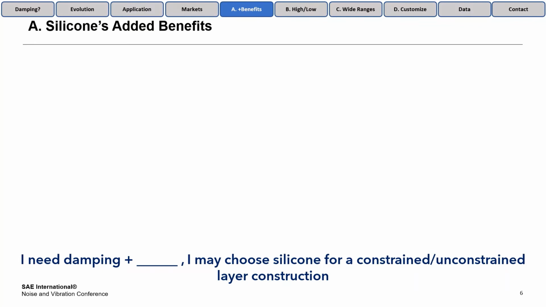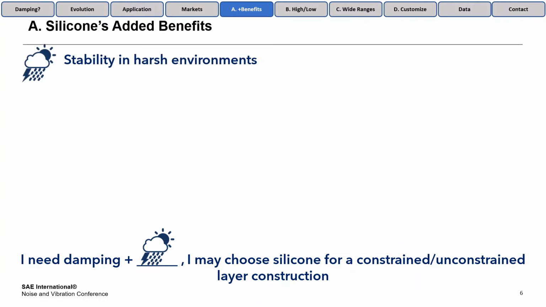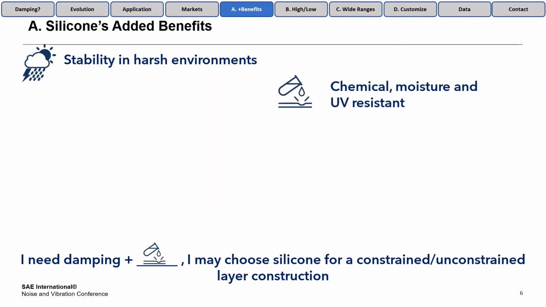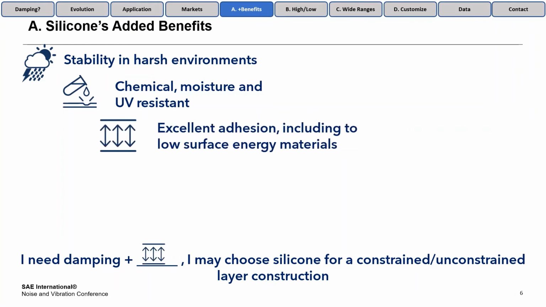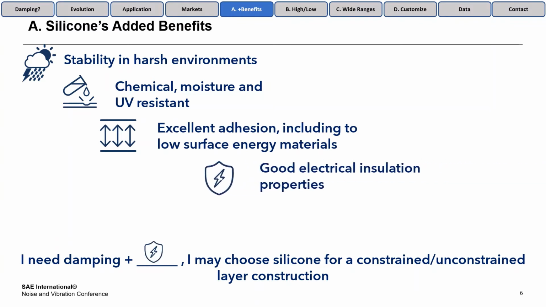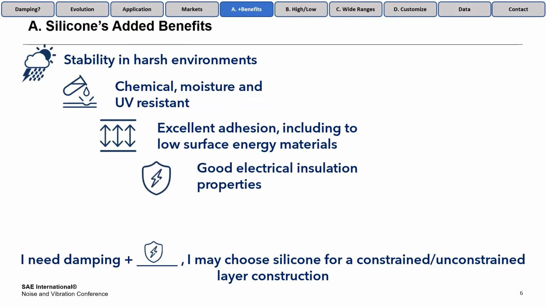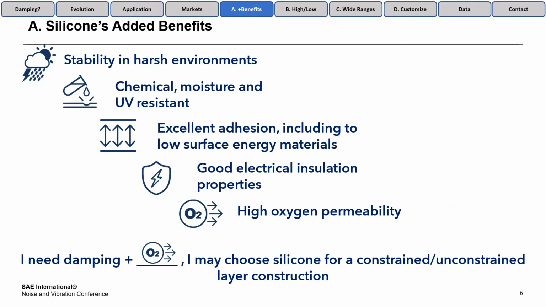So with our markets defined, let's go back to the 4 unique benefits of silicone as a damping product. If you remember, we had A, B, C, and D, and of course A was first for silicone's added benefits. We're just going to touch on some of these. There are also very common added benefits of using silicone in other formats as well. The first one being stability in harsh environments. Second being chemical, moisture, and UV resistant. Third, excellent adhesion, including to low surface energy materials, an example being silicone rubber. Fourth is good electrical insulation properties. And fifth is high oxygen permeability.